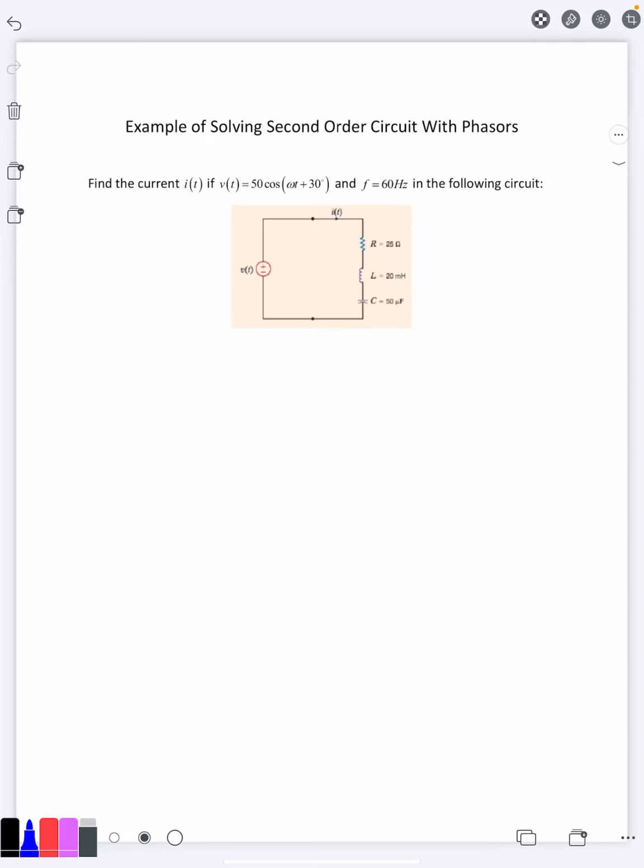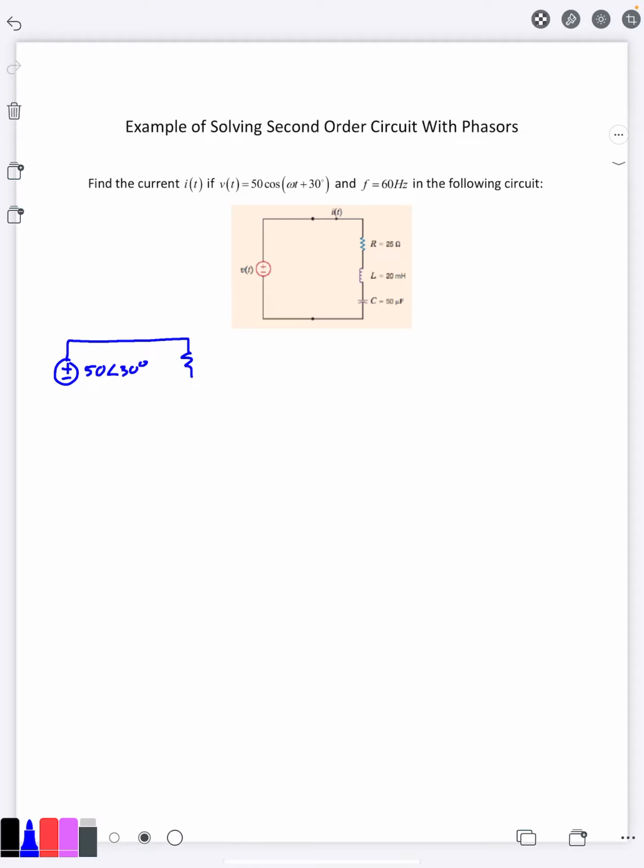In this video, we're going to use all that we've learned about phasor analysis of circuits in order to solve this standard RLC series circuit. And we're going to do so without solving it by differential equations, which we've seen before. So the first thing you do is you need to convert everything into phasors. So for the voltage source, it's already in terms of cosine. So the phasor version is just going to be 50 angle 30.